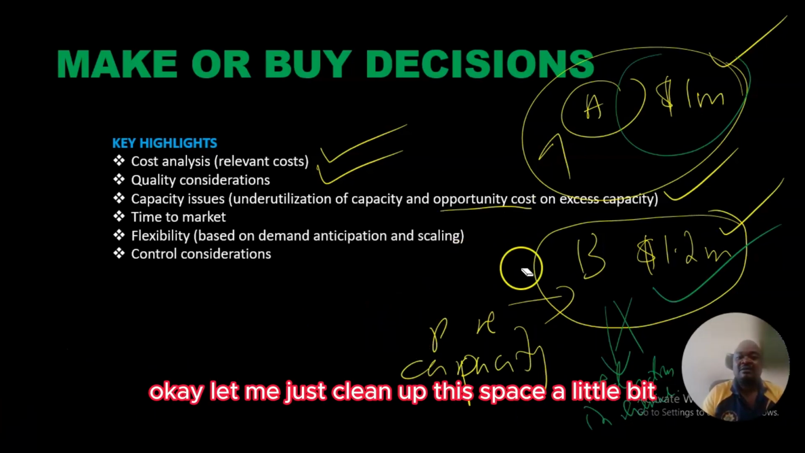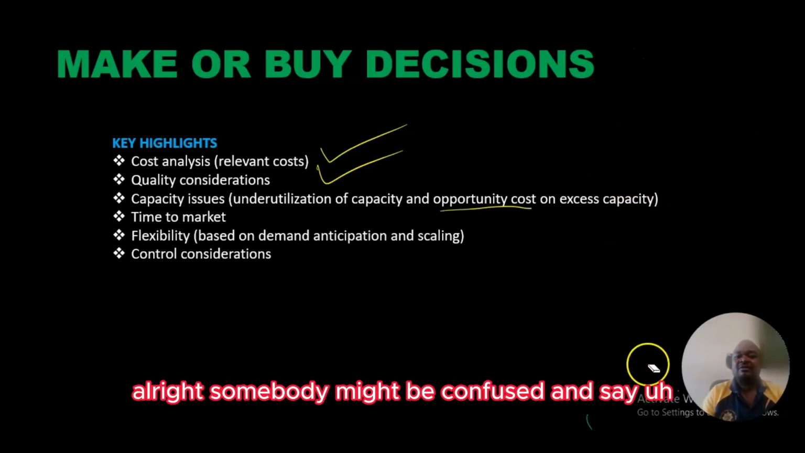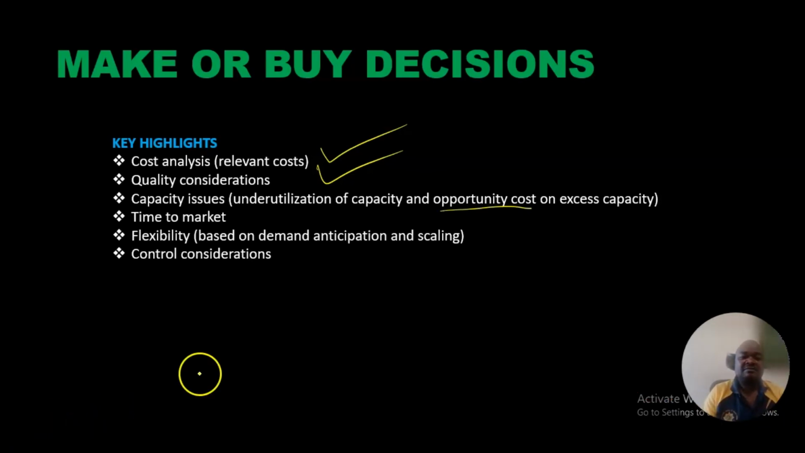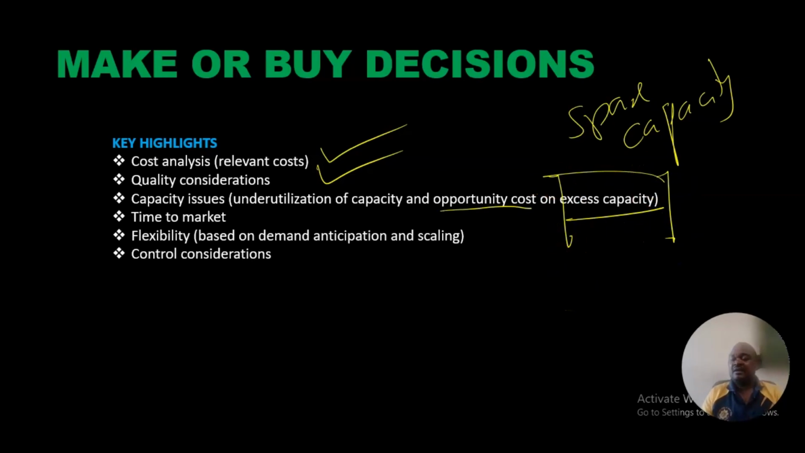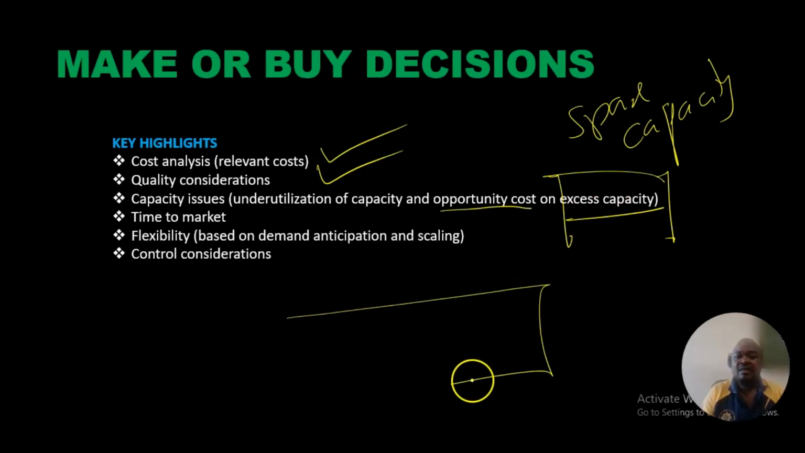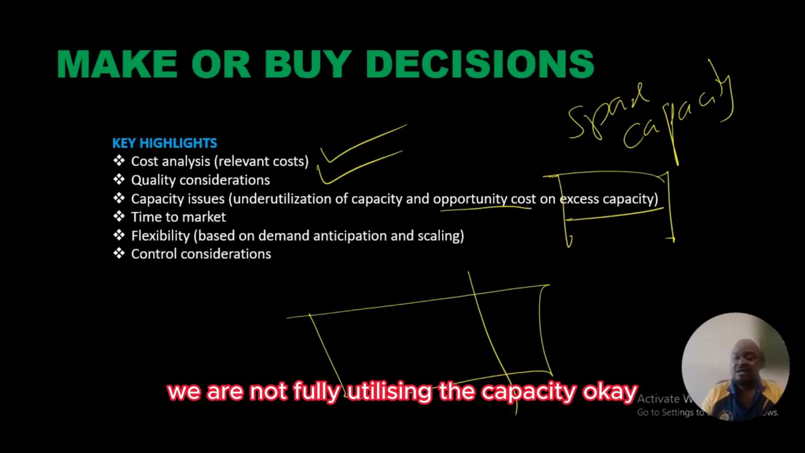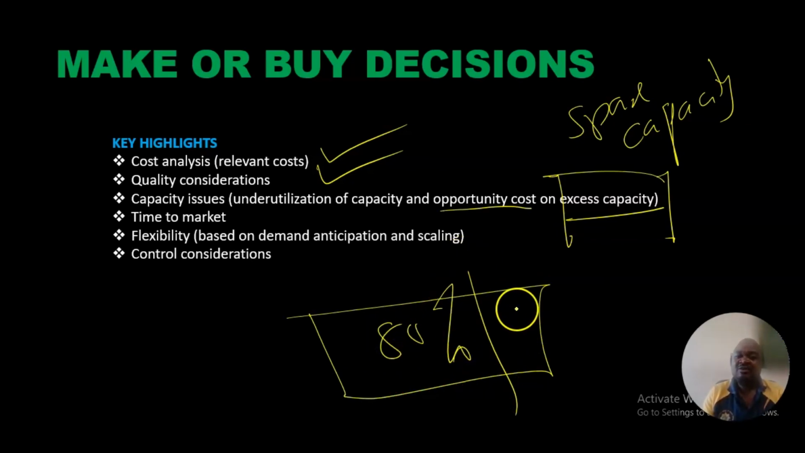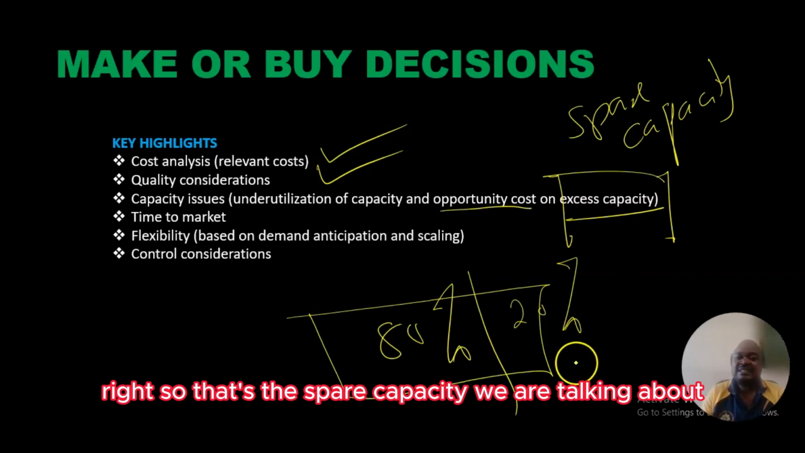Let me just clean up this space a little bit. Now, somebody might be confused and ask, are those terms similar? Spare capacity and excess capacity are one and the same thing. Excess capacity simply means that we are not fully utilizing the capacity. Let's say we are operating at 80%. The 20% is considered excess capacity. So that's the spare capacity we are talking about.